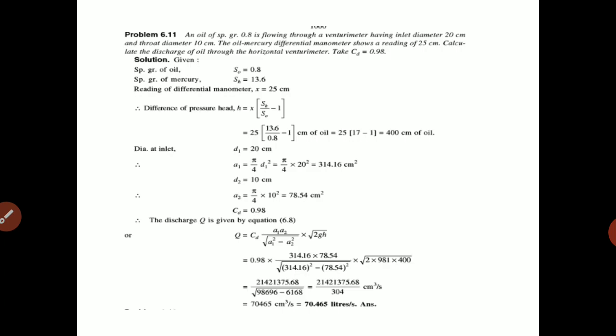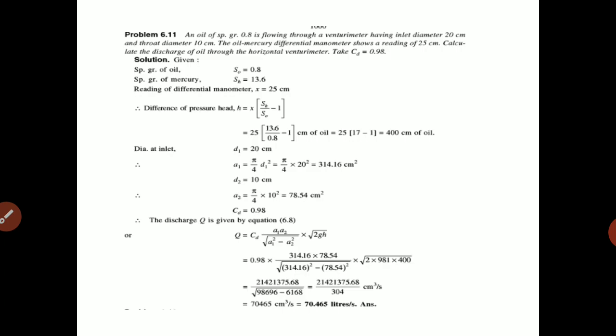Now what is the variation of CD for venturimeter? It is 0.91 to 0.99, and for orifice meter it is 0.65 to 0.67. Also, the fluid is not compulsorily water. The fluid may be oil, the fluid may be mercury, anything that is flowing is a fluid. So the specific gravity of oil is given as 0.8, the specific gravity of mercury is given as 13.6, and the reading of the differential manometer is given as x, 25 centimeter.